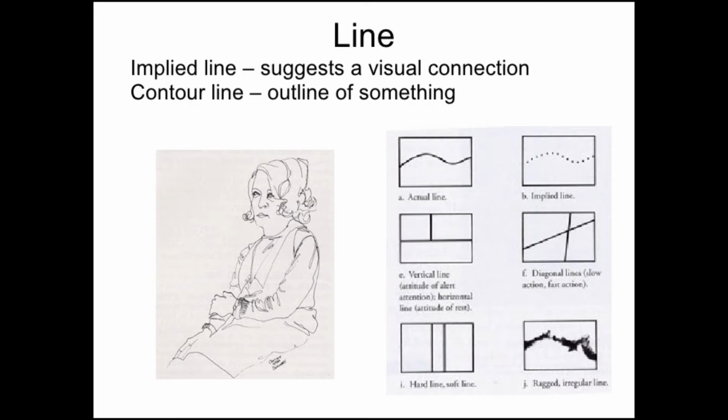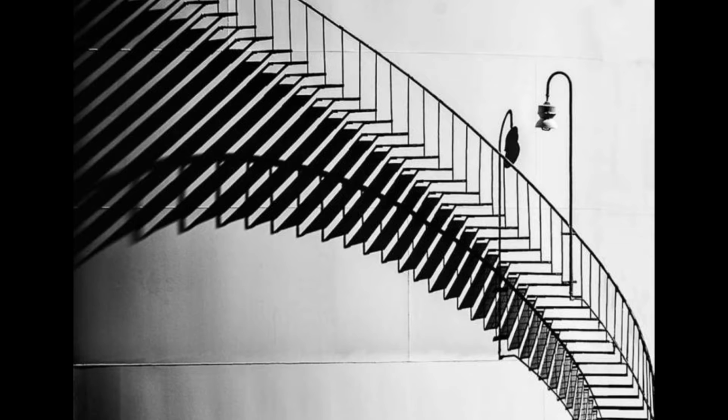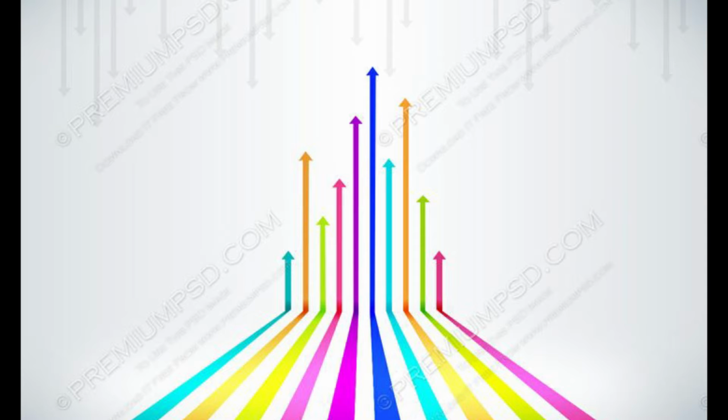Sometimes an implied line is not a line at all. Elements that cause your eye to create emotion are considered an example of psychic line. An arrow that points at another object, for example, is a psychic line because it causes you to look at something.